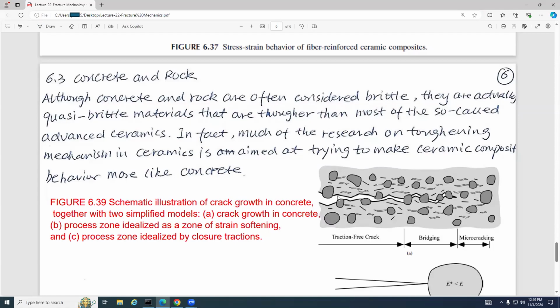And so you can see crack growth in concrete. This crack is shown with two simplified models. Crack growth in concrete: on the process zone, we can see the particles idealized as a zone of strain softening. So this is the process zone idealized by closure tractions. Process zone here, closure tractions. This is a microcrack. The bridging is traction free behind the crack.